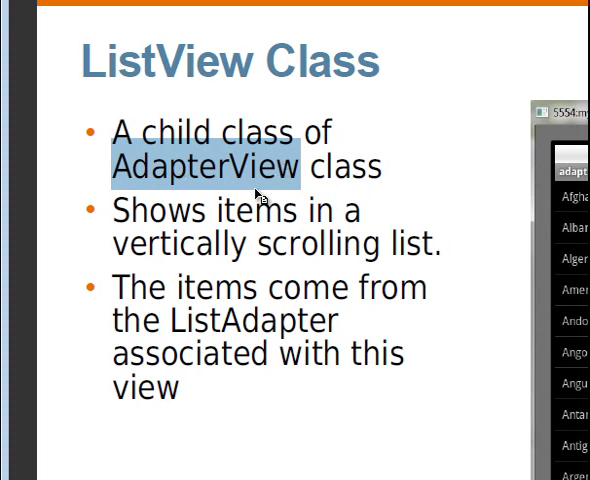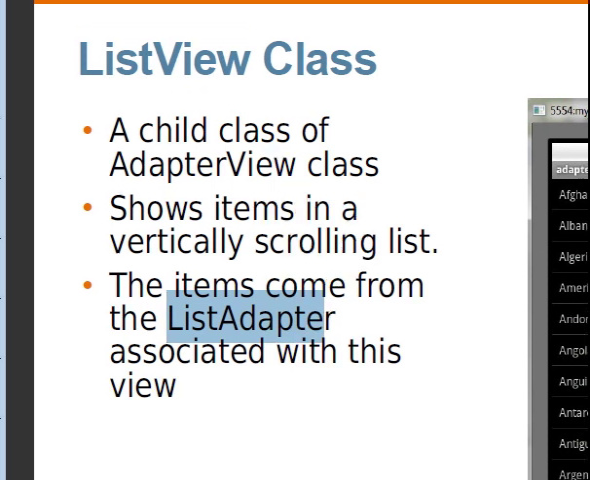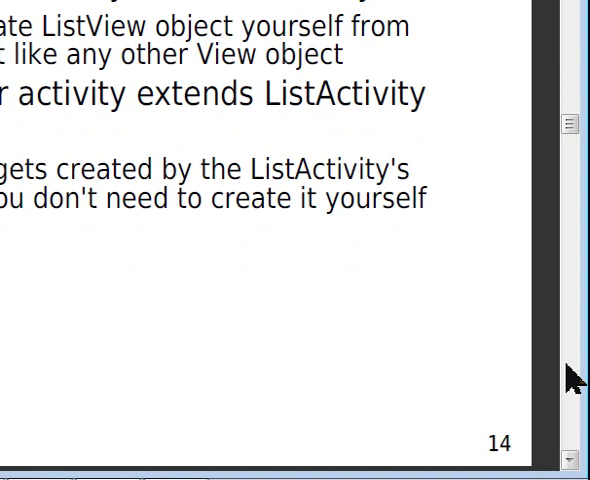So you don't actually use the adapter view class directly. Instead, you use the list view class. As you can see, it shows the items in a vertically scrolling list, so you can scroll things out. Now, the list view class, which is an extension of the adapter view class, depends on an adapter object for getting the data. We'll see how that is done in a few minutes.